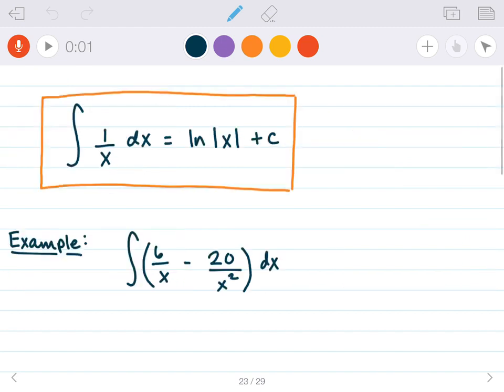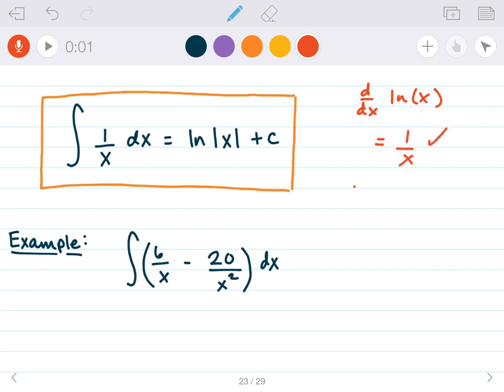All right, we also have this one. The indefinite integral of 1 over x dx is equal to ln absolute value of x plus c. So why is that the case? What's up with the absolute value? Well, because if we took the derivative of just ln of x, positive x, that's going to be 1 over x, right?